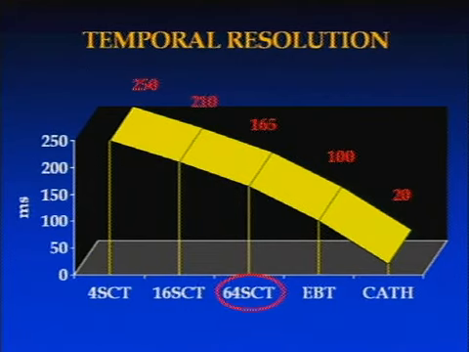Now, looking at the temporal resolution, what we want to try and do is achieve the same temporal resolution as that of conventional catheterization, which is currently 20 milliseconds. And you can see where we are. The best scanner in terms of temporal resolution is the electron beam CT at 100 milliseconds, and the 64-slice CT currently is at 165 milliseconds.